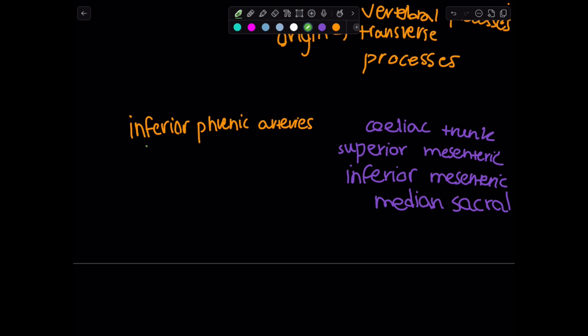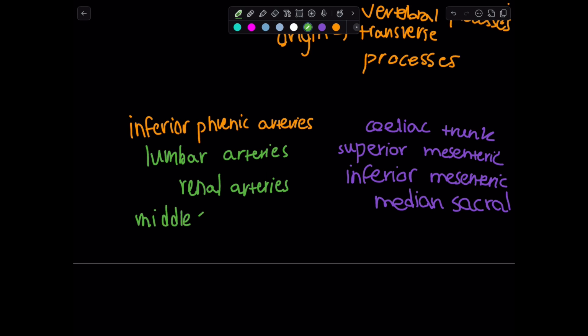Paired branches, which supply structures on both sides, include inferior phrenic arteries, T12, feeding the diaphragm and suprarenal glands. Middle suprarenal arteries, L1, supplying the adrenal glands. Renal arteries, L1, L2, delivering blood to the kidneys. Gonadal arteries, L2, testicular or ovarian, for the reproductive organs. Lumbar arteries, L1, L4, 4 pairs for the posterior abdominal wall and spinal cord.